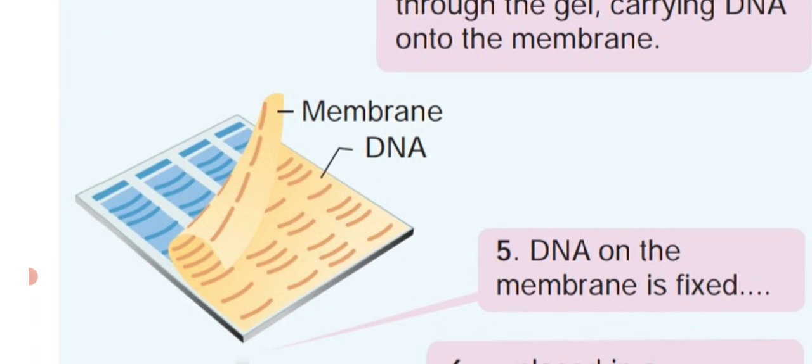Next one. Now the agarose gel containing the membrane of DNA is fragmented, that means cut into a number of pieces, and also denatured. Denatured means they are single-stranded DNA. Then on top of the DNA, we are fixing the membrane.